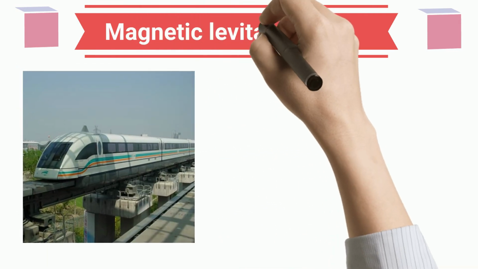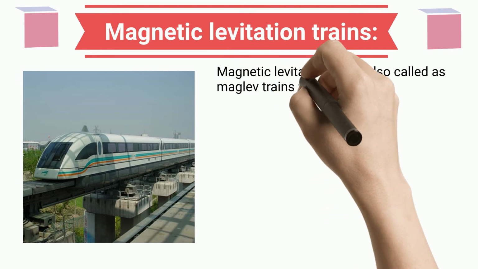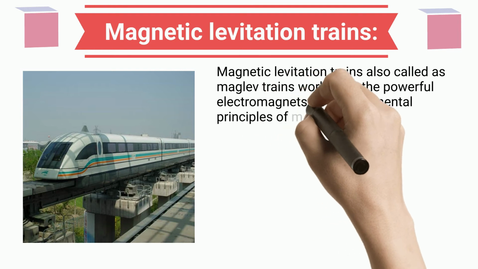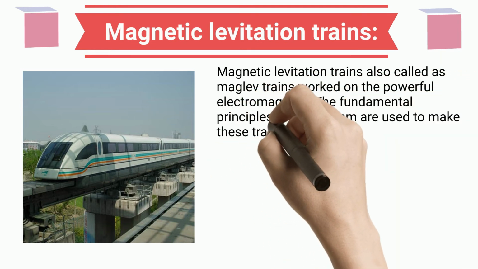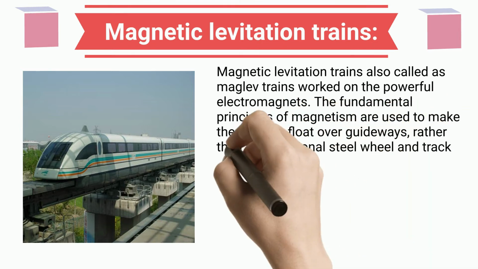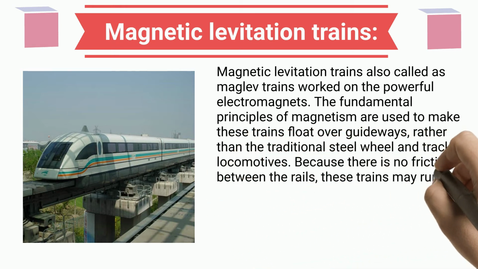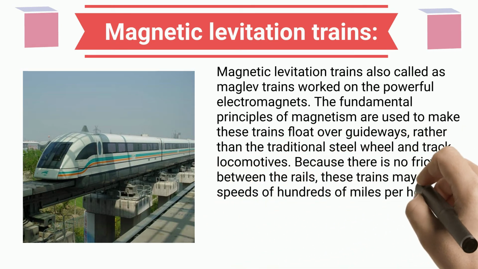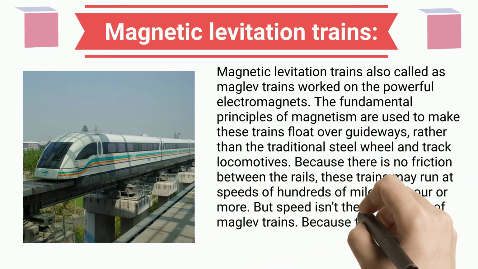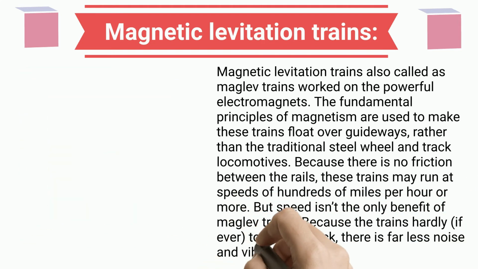Magnetic levitation trains. Magnetic levitation trains, also called maglev trains, work on powerful electromagnets. The fundamental principles of magnetism are used to make these trains float over guideways, rather than the traditional steel wheel and track locomotives. Because there is no friction between the rails, these trains may run at speeds of hundreds of miles per hour or more. But speed isn't the only benefit of maglev trains. Because the trains hardly, if ever, touch the track, there is far less noise and vibration.